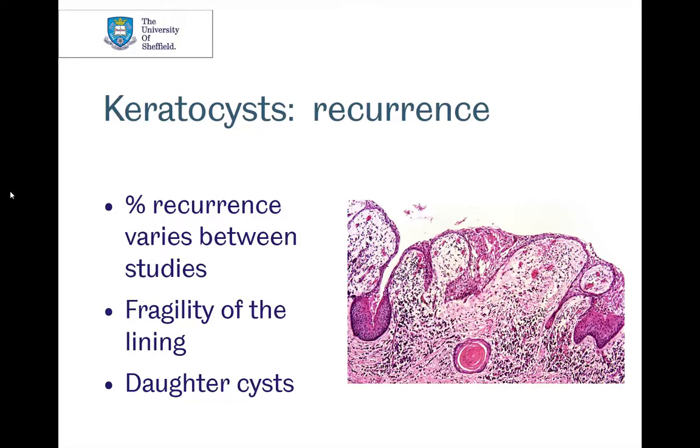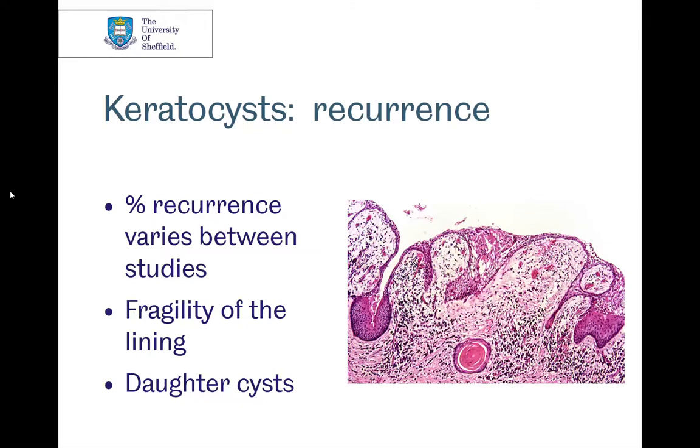The lining of an odontogenic keratocyst, because it's so thin, is very fragile. It's very easy to break it at surgery and leave little pieces behind. And more than that, it's not very well stuck down to the underlying connective tissue. So it has a tendency to separate, which means that, again, you're more likely to leave pieces behind.